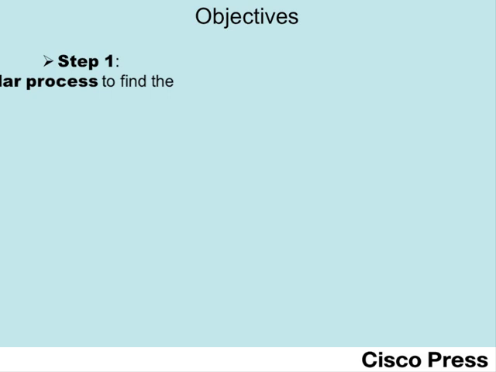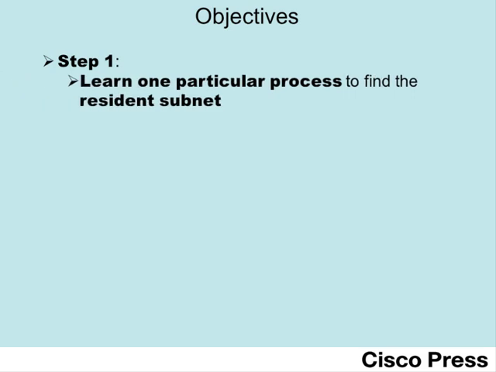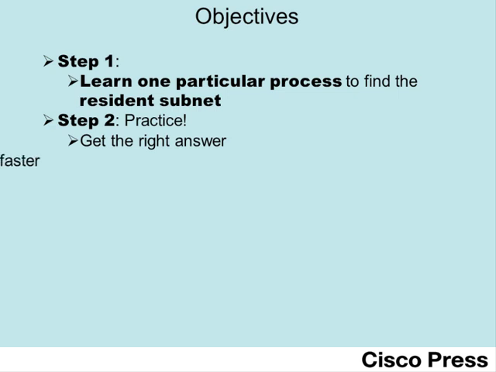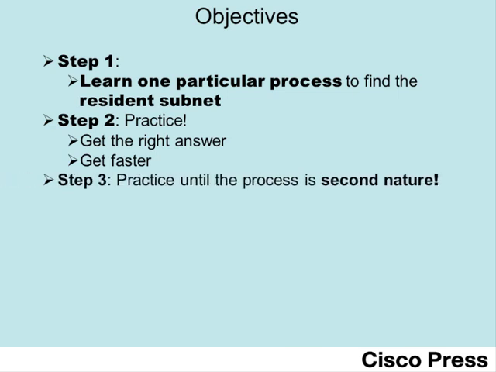So why do we do these videos in the first place? Well, you need to learn a process to find the resident subnet number. Then you need to practice. You want to practice so you can get the right answer and go faster so you can overcome the speed pressure on the exam. And then you need to practice on your own until it's second nature. While this video does give you a little more practice, it's primarily focused on that first objective: to teach you the process.